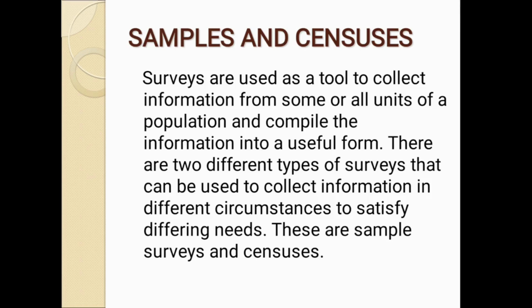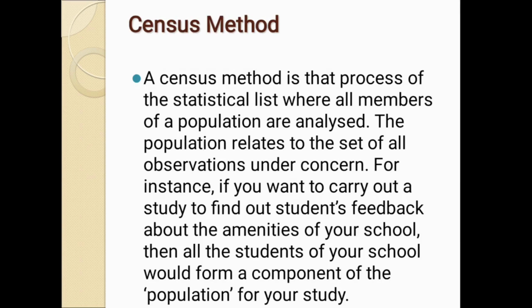There are two different types of surveys that can be used to collect information in different circumstances to satisfy different needs. These are sample surveys and census. A census method is that process of the statistical list where all members of a population are analyzed. The population relates to the set of all observations under concern. For instance, if you want to carry out a study to find out students' feedback about the amenities of your school, then all the students of your school would form the population for your study.